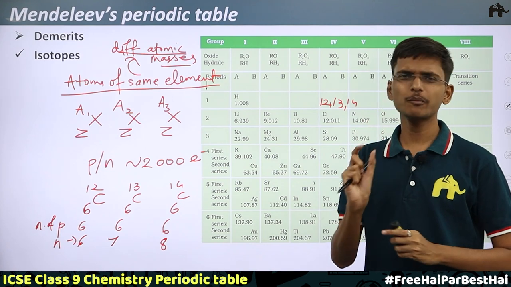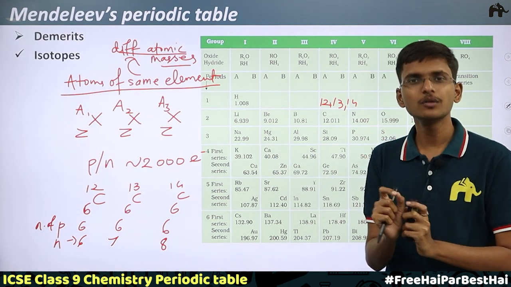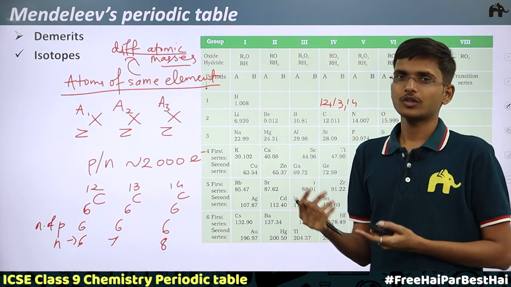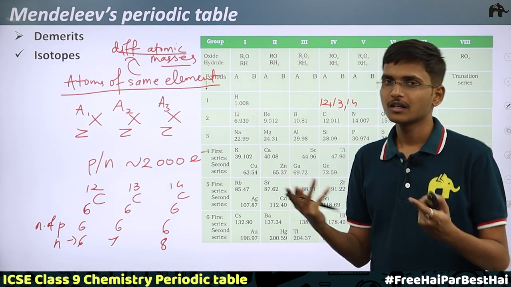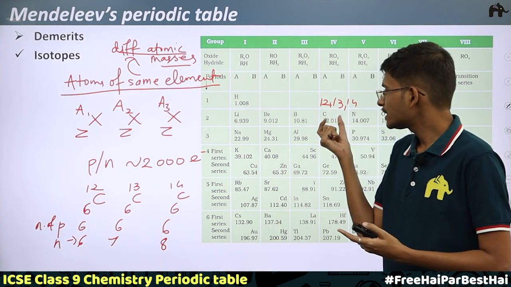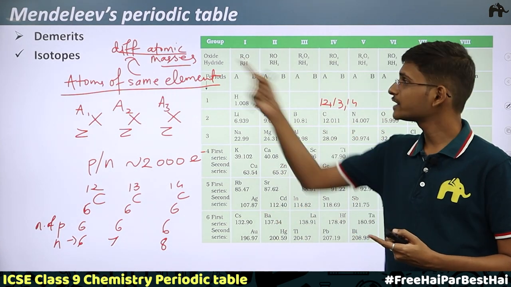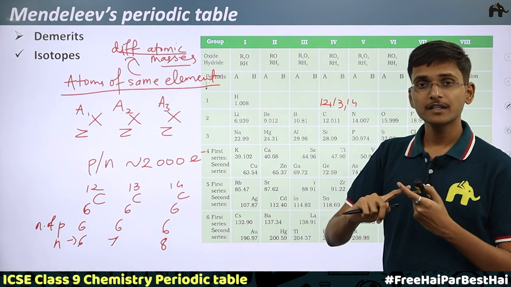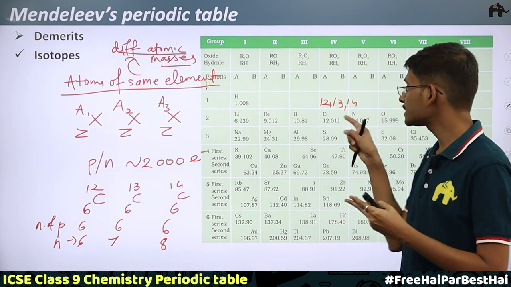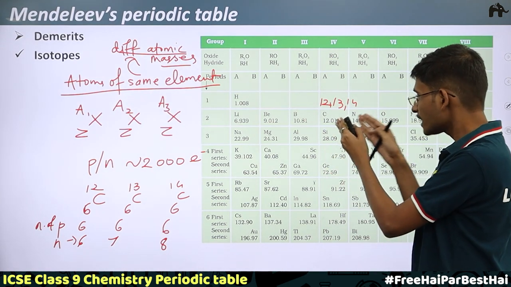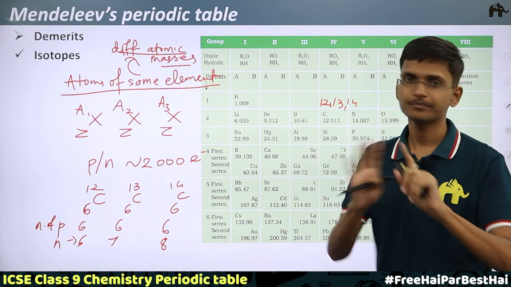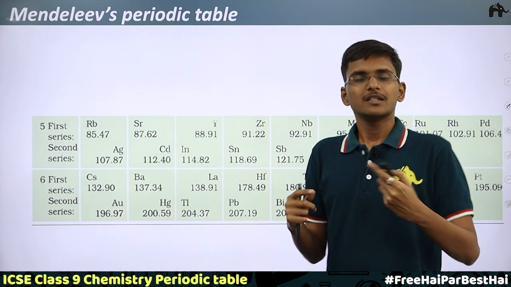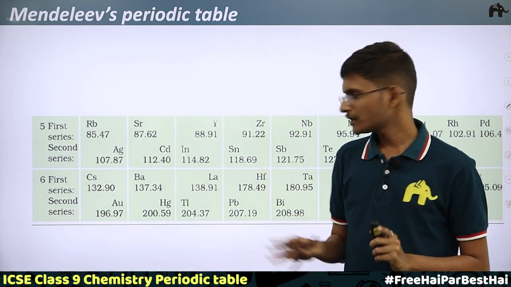Got it? Slightly complicated, but I have tried to make it quite easy for you. The moral is simply that isotopes have different atomic masses. Since they have different atomic masses, where to place them? We cannot give them the same position because they have different atomic masses. And if we give them different positions, there is again a problem, because they are atoms of the same element, so how can we give atoms of the same element different positions? Clear? Very clear?